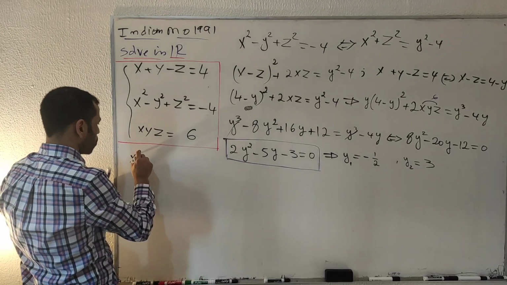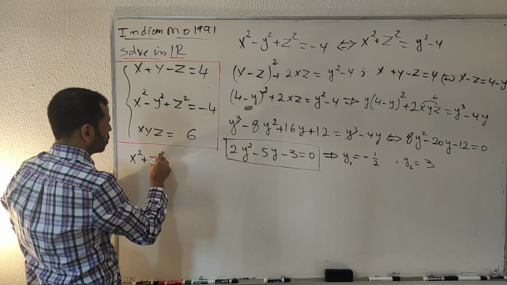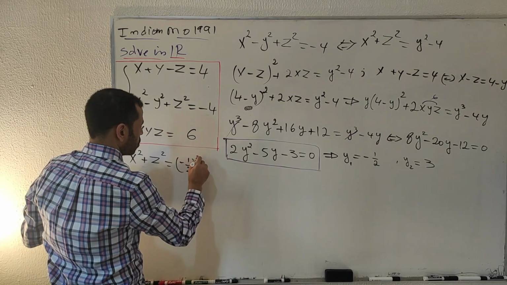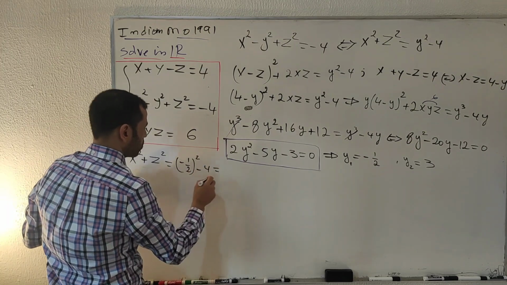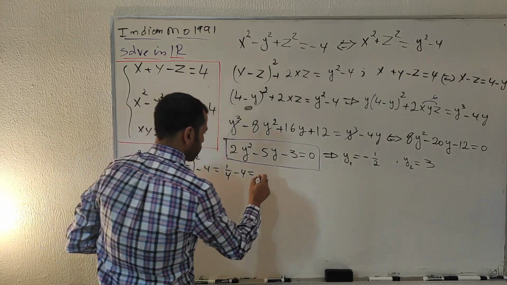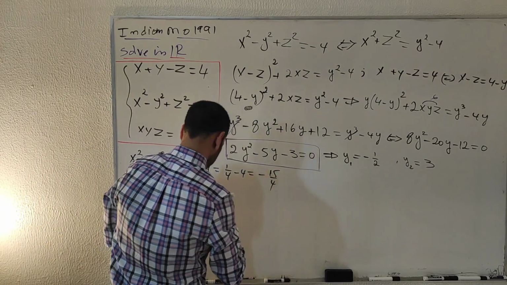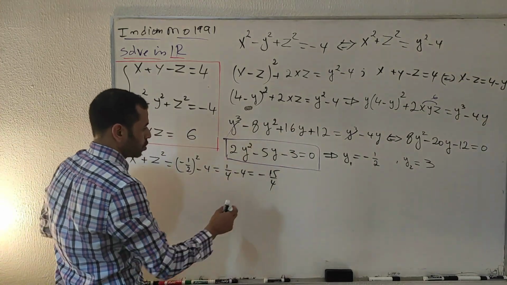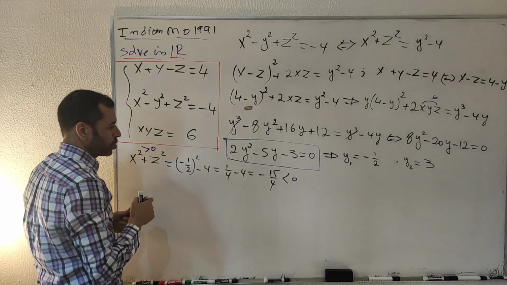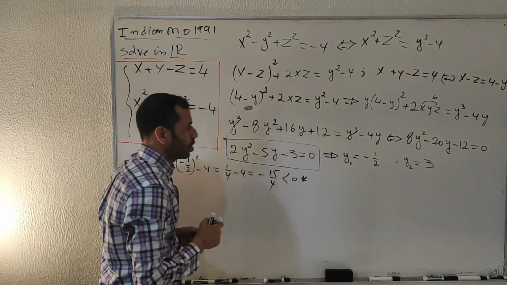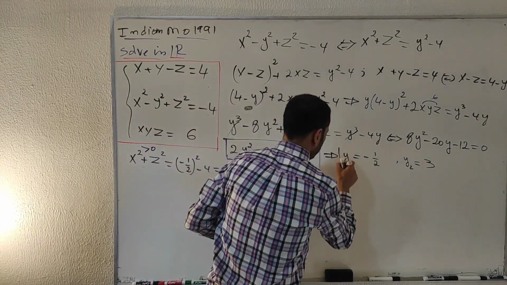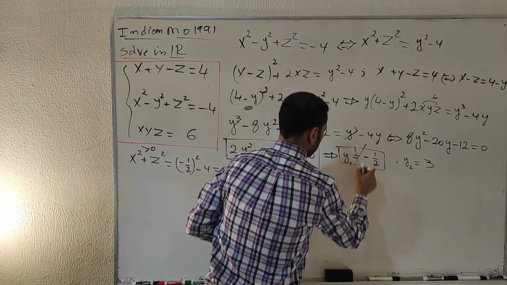So I have x squared plus z squared equals y squared minus 4, which is (minus 1/2) squared minus 4. This gives 1/4 minus 4, which is minus 16 plus 1 over 4, so minus 15 over 4. But the problem is that this is negative, while the left-hand side is positive, which is impossible. This means we have no solution for y1 equals minus 1/2. So it's not a solution.